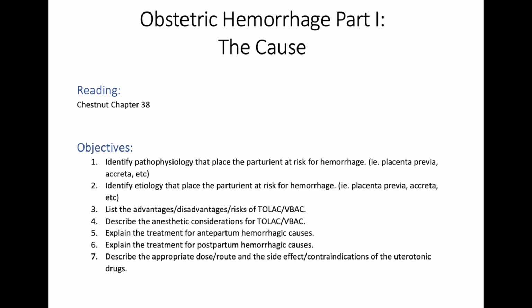So when we think about the types of obstetric hemorrhage, we break it into antepartum and postpartum hemorrhage. And while there's a little bit of crossover in some of this, it's a nice way to categorize the types of hemorrhage. When we're talking about antepartum hemorrhage, we're primarily looking at the causes being placenta previa, placental abruption, uterine rupture, and vasa previa. And we're going to talk about all 4 of those.